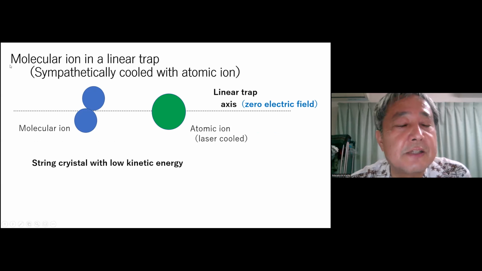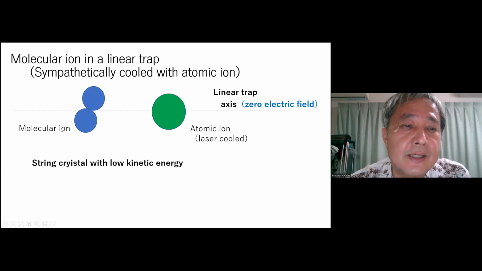So at first, I want to tell about molecular ions in a linear trap. In a linear trapping system, the molecular ion is co-trapped with an atomic ion, and the atomic ion is laser cooled. Then the kinetic energy is reduced, and a string crystal is formed on the trap axis where the electric field is 0.